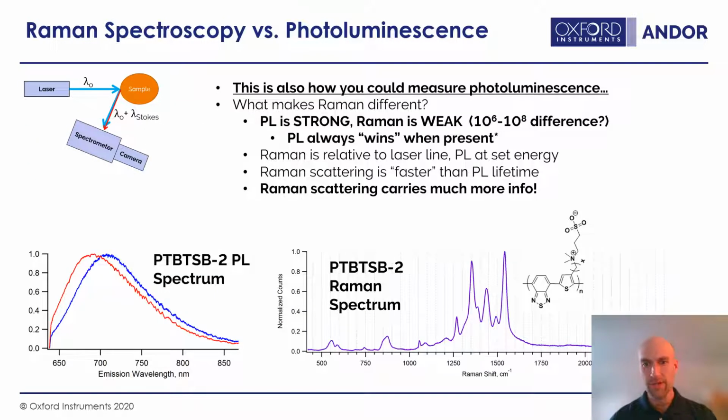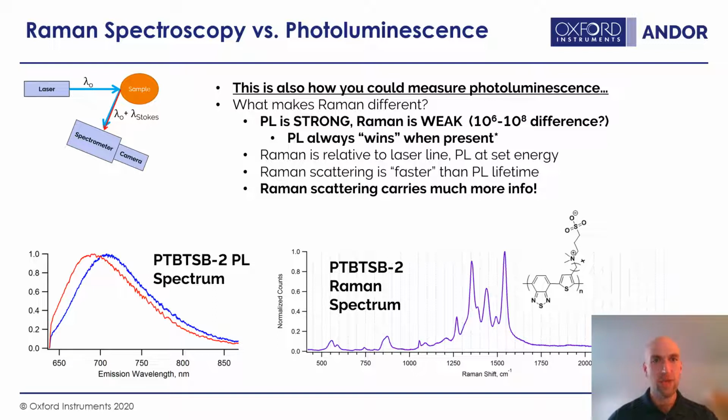So just a quick comparison, Raman spectroscopy versus photoluminescence. I've made the point that they're often measured in the same geometry, but I wanted to give you a view of how you can compare the products of the two methods. This is how you can measure photoluminescence as well. If you have some excitation and you measure at a longer wavelength, the emission coming out of there.